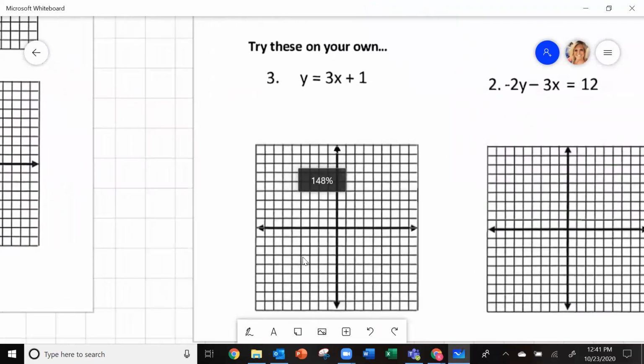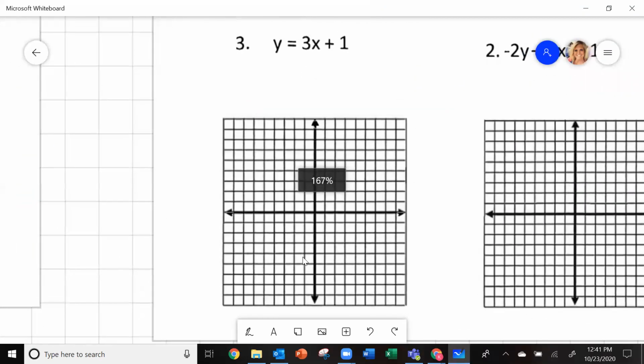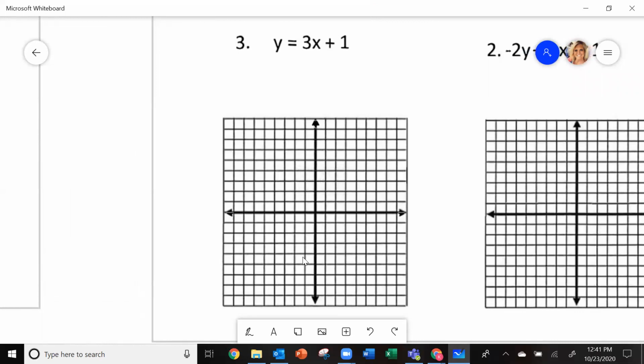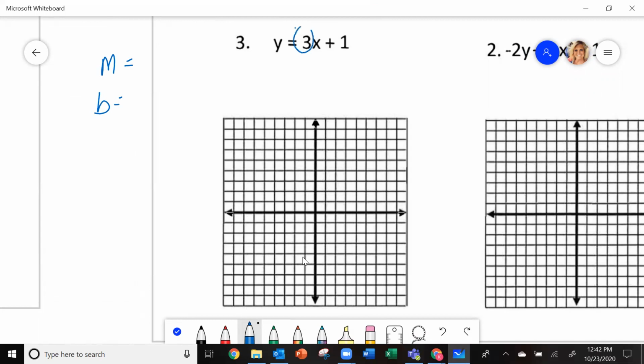Go and do this one right here now. Let's graph number 3 right here. So if you're at home, you can pause the video. First thing you're going to look at: what is the slope and what is the y-intercept? The slope is 3. The y-intercept is 1.